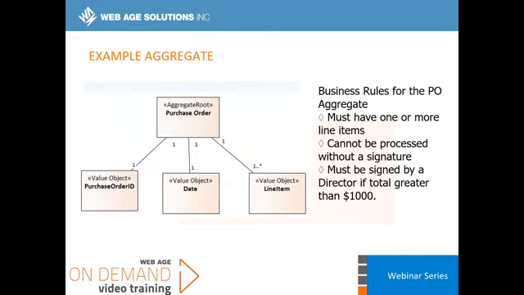It can't be processed without a signature, and the signature must be a director if the total for the purchase order is greater than $1,000. So now I've got some things that I can test against. I have some things that I can use to incorporate the methods into my purchase order, and I can literally do some software design.